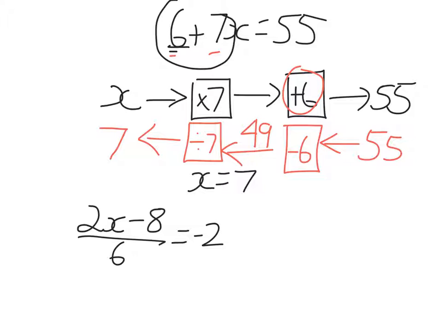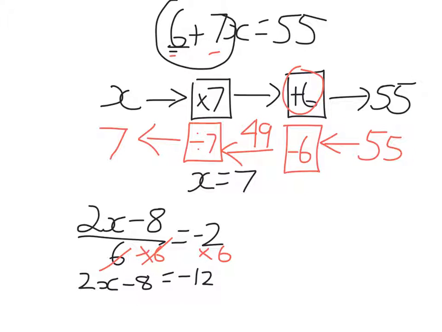So what I've done to x here is I've timesed it by 2, subtracted 8, and then divided by 6. So I've got to undo things in the reverse order. So the first thing I want to do, I want to undo dividing by 6. And the way I do that is timesing each side by 6. So these two kind of cancel out. And I'm left with 2x minus 8. Now negative 2 times 6 is negative 12.